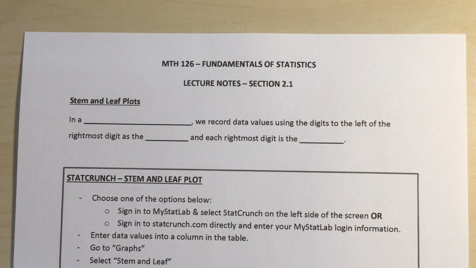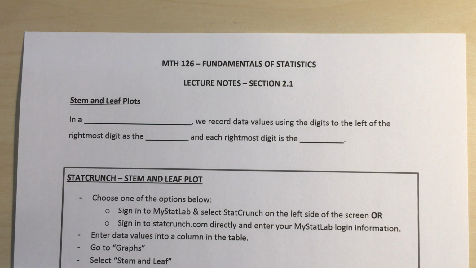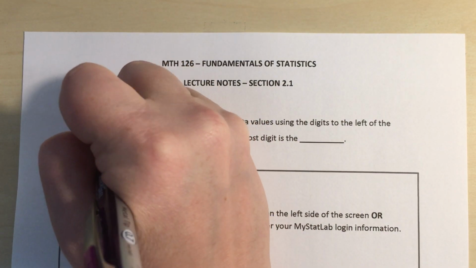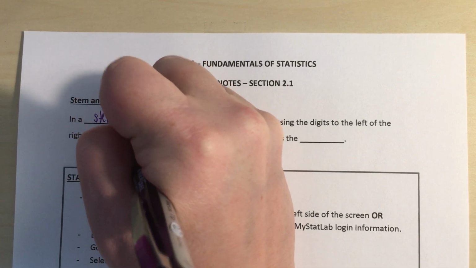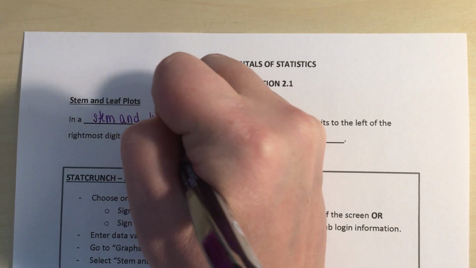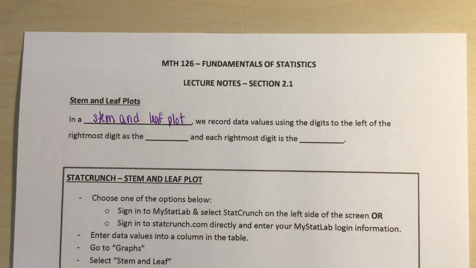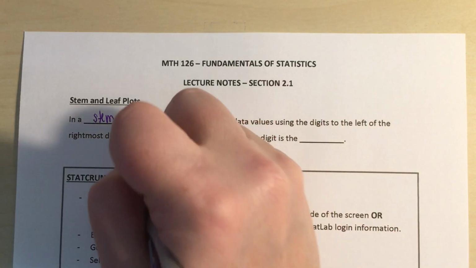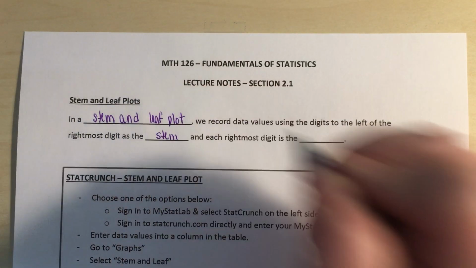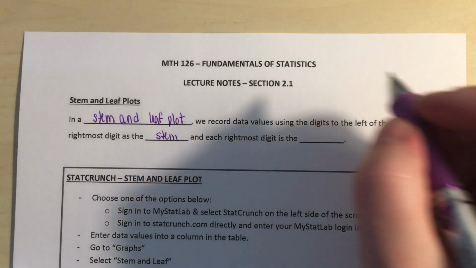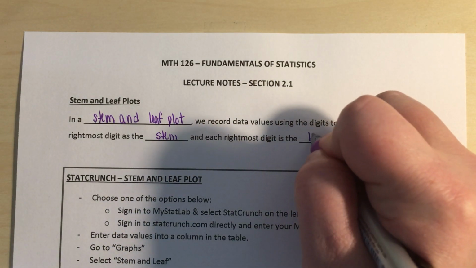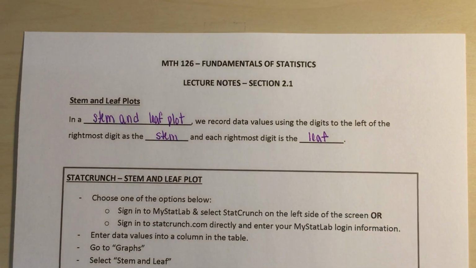Right. Before we get into our most popular type of graph that we're going to use for numerical data, we're going to talk a little bit about stem and leaf plots. In a stem and leaf plot, we record data values using the digits to the left of the rightmost digit as the stem and each rightmost digit as the leaf. This will make a lot more sense once we get into the first example.